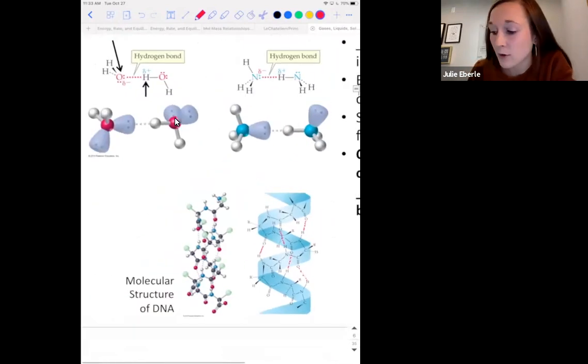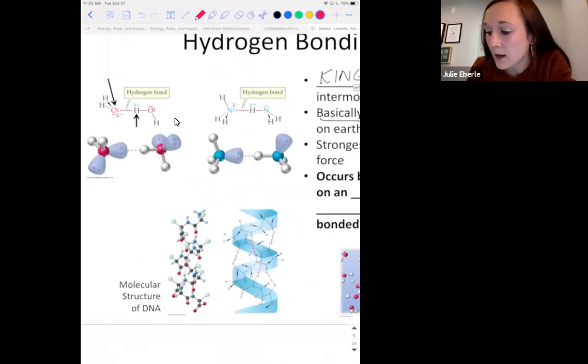Another way that they're important is they hold proteins together. Do you know how many proteins are in your body, roughly?